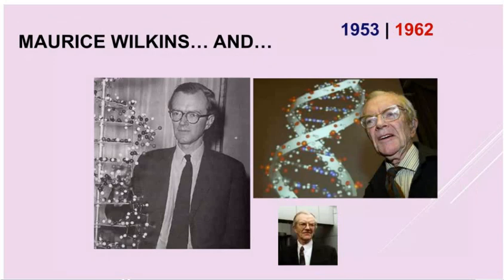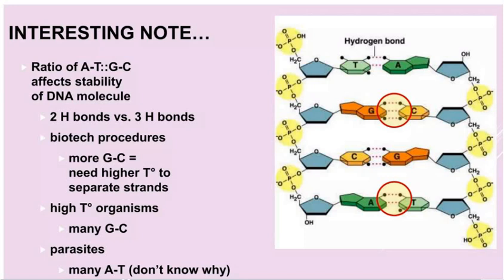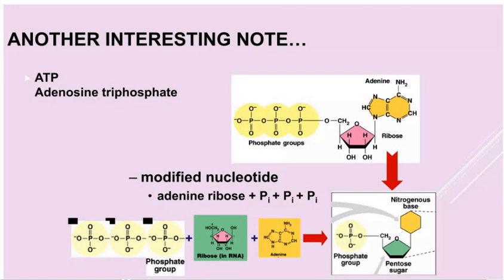Wilkins, Franklin. Now an interesting note: the ratio of A-T and G-C affects the stability of DNA molecules, 2 hydrogen bonds versus 3 hydrogen bonds. In a biotech procedure, more GC needs a higher temperature to separate the strands. Organisms living at higher temperatures have many GC. Parasites have many AT, don't know why. So another interesting note: ATP, adenosine triphosphate, a modified nucleotide: adenine, ribose, and phosphates, inorganic phosphate.